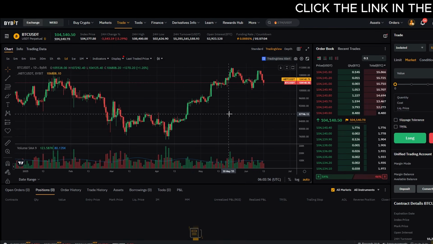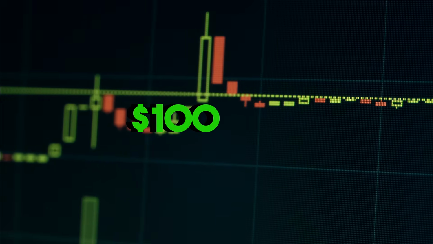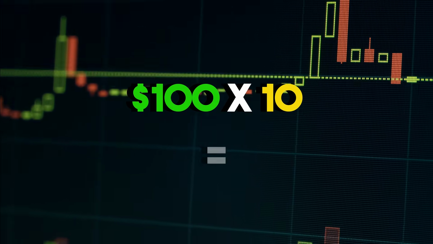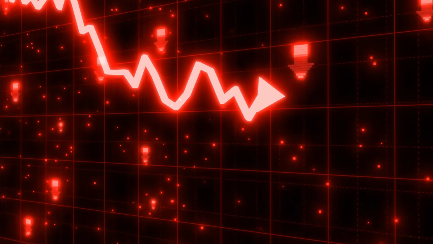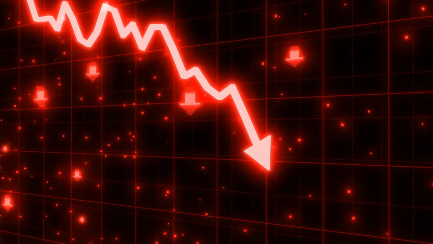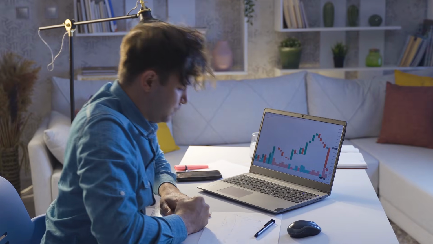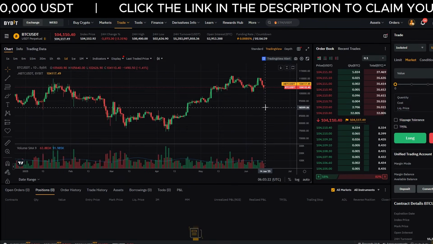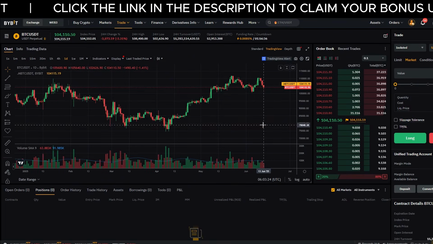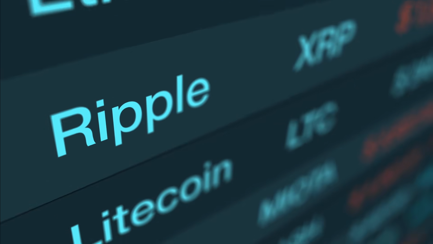Leverage trading on Bybit means you're trading with borrowed money. For example, you have $100 and use 10x leverage, you can trade as if you have $1,000. If the price goes up, you can earn more than usual. But if the price goes down, you can also lose your entire $100 very quickly. If the loss gets too big, Bybit will automatically close your position to stop you from losing more than you have. So it's more profit or more risk, depending on how the market moves.